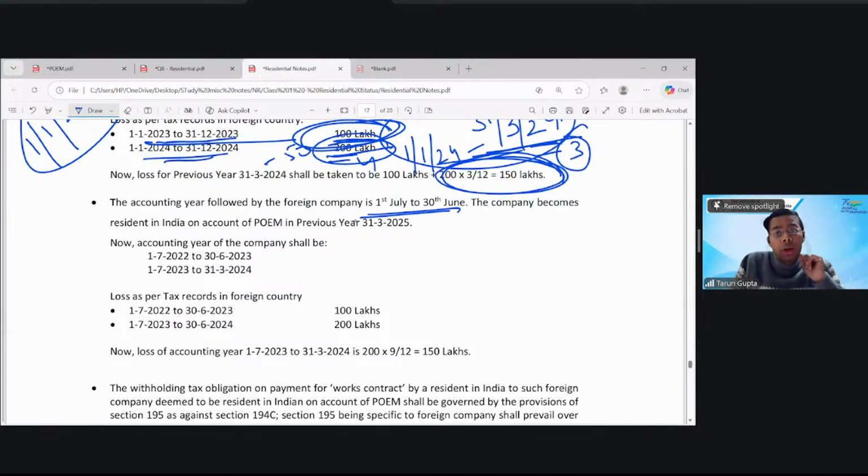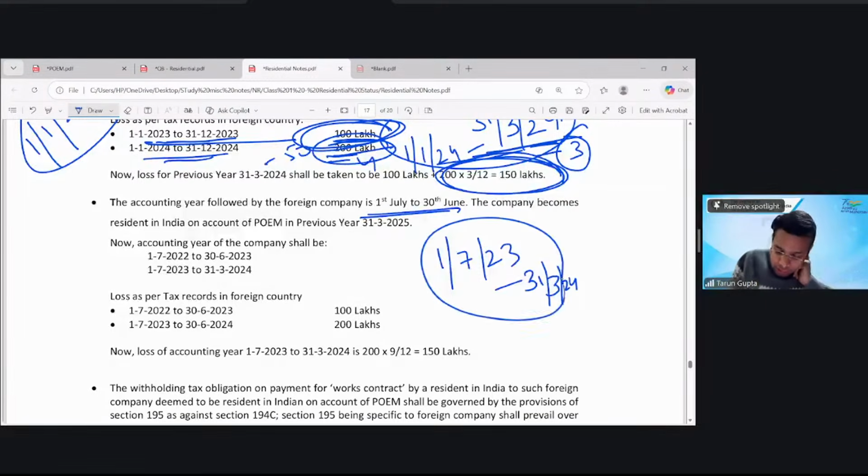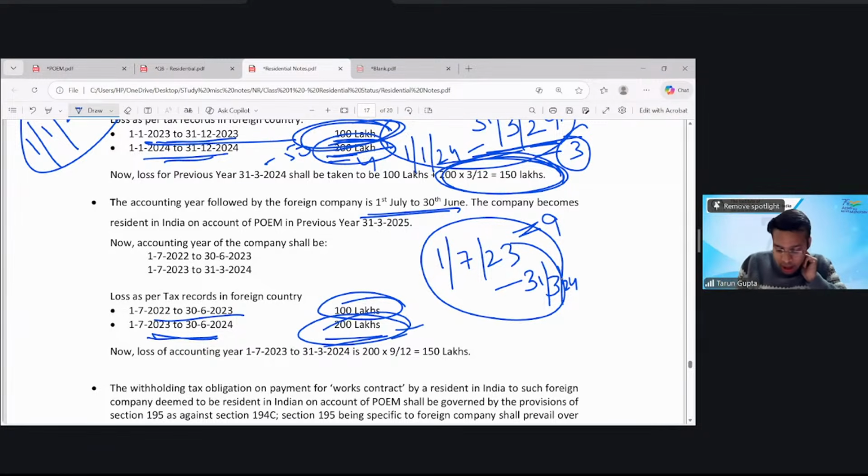If I am following 1st July to 30th June, then I am preparing the financial statement for 1st July 23 to 31st March 24. Right? But this period is more than 6 months, it's 9 months. So I will not merge this with the previous accounting year. This can remain on its own. So the loss for 23 is 100 lakh. Loss for the year ending 30th June 24 is 200 lakh. This is for the 12 months. I need a loss for 9 months, so I'll proportionate it: 150 lakh. Okay.